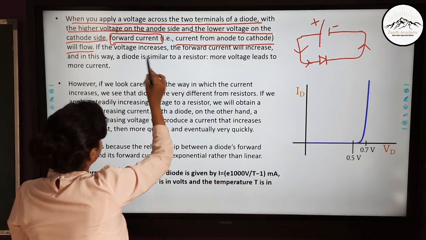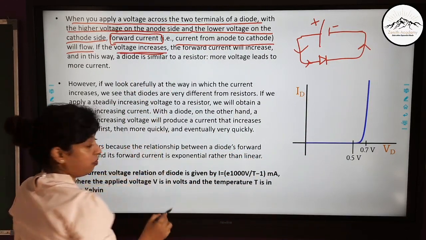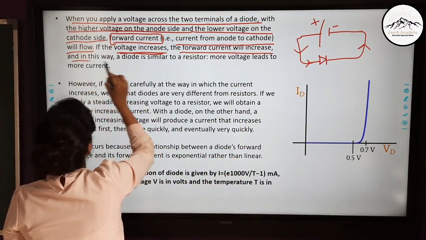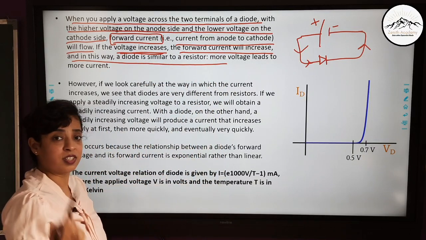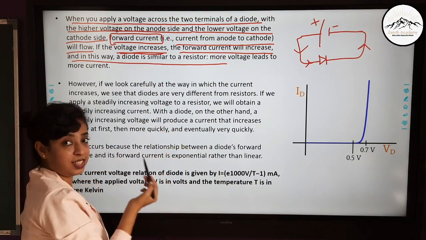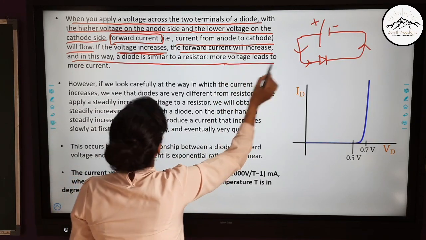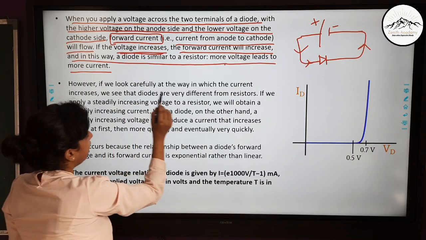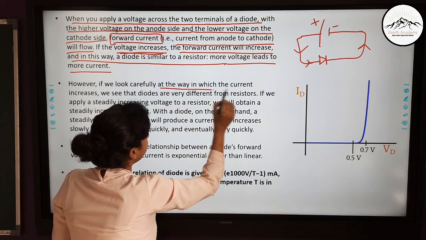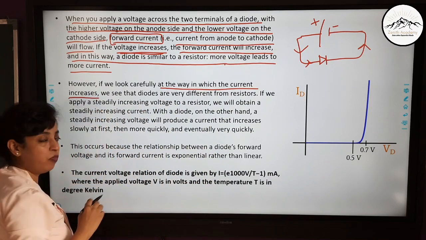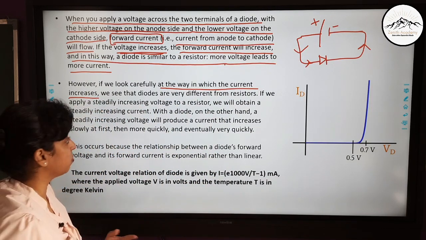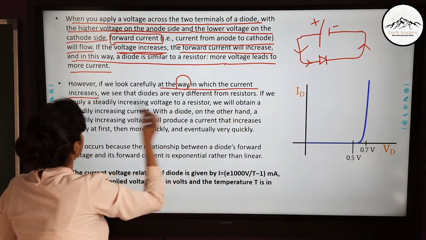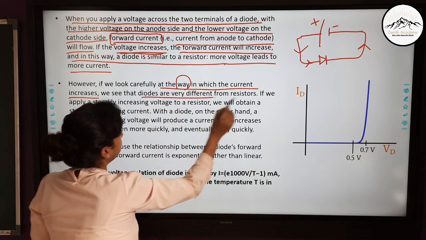Now this is important: if the voltage increases, the forward current will increase, and in this way a diode is similar to a resistor, because in a resistor also we studied that if voltage increases, current increases. So more voltage leads to more current. However, if we look carefully at the way in which the current increases, we see that diodes are very different from resistors.